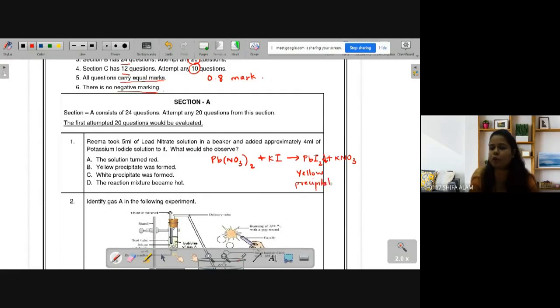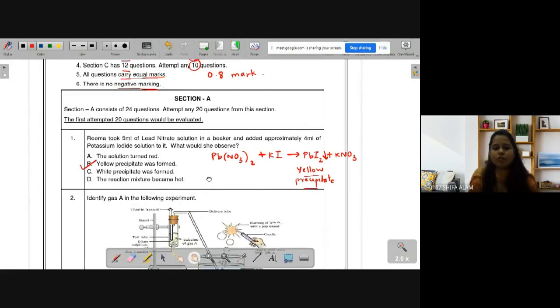So now we look for the options. The solution turns red, a yellow precipitate is formed, a white precipitate is formed, or the reaction mixture becomes hot. So when we write the reaction, we find that yellow precipitate is the most suitable option, and hence our correct answer will be a yellow precipitate is formed.